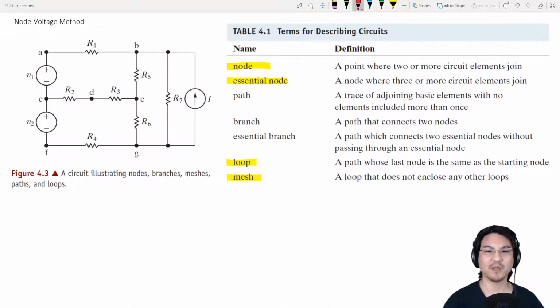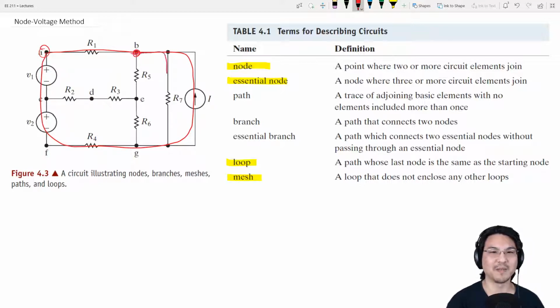So let's start with a loop and the mesh. A loop is a path where you start at a node, like say this one, and you go around the path and you end up at the same node. Right? So that's a loop. Or let's say you start at B, you're going to go around this way and end up here. So that's a loop.